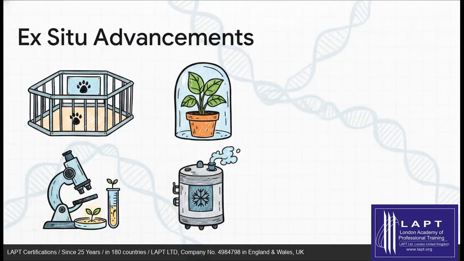And modern science is absolutely supercharging these ex situ efforts. It's not just about keeping animals in enclosures or planting things in botanical gardens anymore. We are now utilizing cryopreservation. That means literally freezing eggs, sperm, and embryos at ultra-low temperatures so they remain viable pretty much indefinitely. We're even using tissue culture to propagate heavily threatened plants from just a few microscopic cells in a lab setting. It is cutting-edge biology serving as the ultimate insurance policy for Earth's genetics.